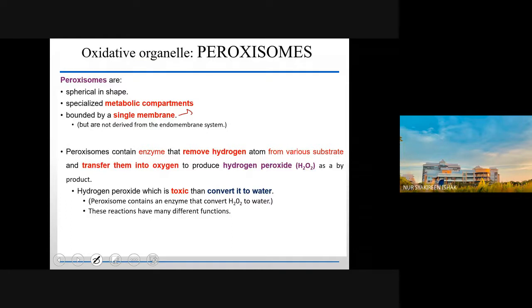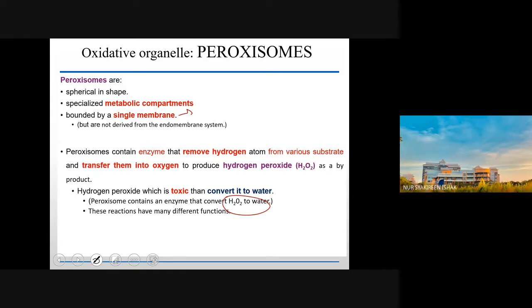Peroxisomes contain enzymes that remove hydrogen atoms from various substrates and transfer them to oxygen to produce hydrogen peroxide, H2O2, as a byproduct. Hydrogen peroxide, which is toxic, is then converted into water. So peroxisome contains enzymes that convert hydrogen peroxide to water. This reaction has many functions. It means in the cell there must be toxic substances, and these toxic substances will be neutralized by the peroxisome.